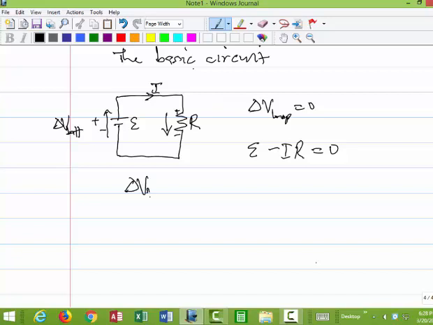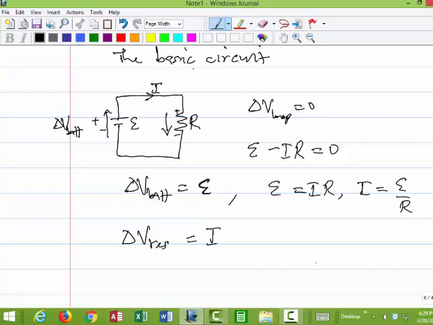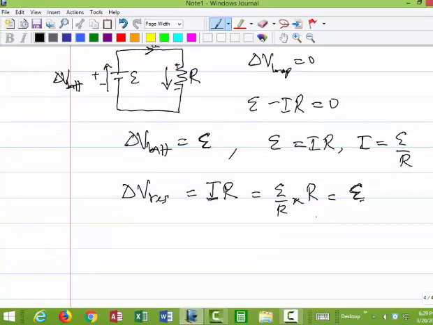So we said the potential drop across the battery is equal to that. If we continue along that, then we know that EMF is equal to IR. So the current I is equal to the EMF over R, which is the potential drop of the battery. Now, the potential drop across the resistor is equal to the current times the resistance. So this will be written as current, which is E over R, times resistor R, which is just equal to E. So it's telling us the potential drop across the resistor is equal to the EMF of the battery. The EMF of the battery is just the potential drop across the battery.